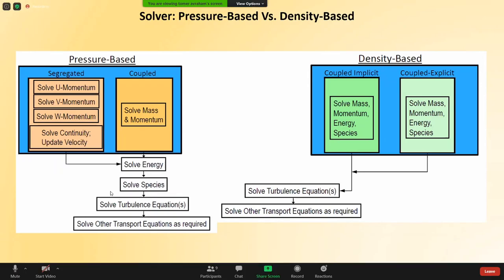No, I don't recommend using density-based solvers for no reason. Pressure-based solvers are a lot more robust. There is no reason to choose a density-based solver for a problem which doesn't need to do anything specific with the thermodynamics of the flow inside.